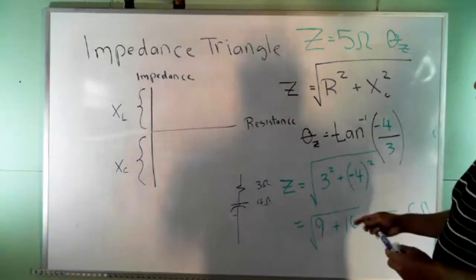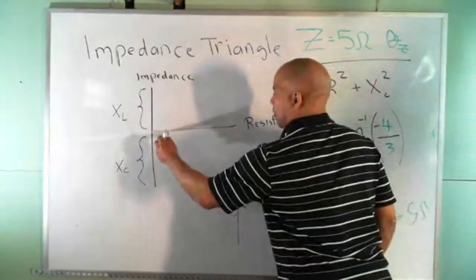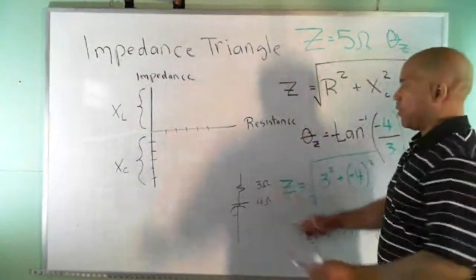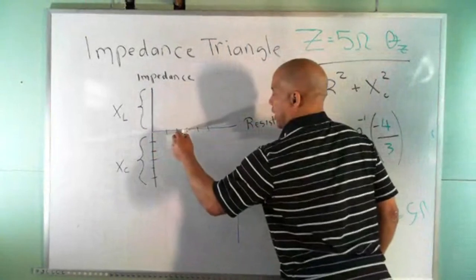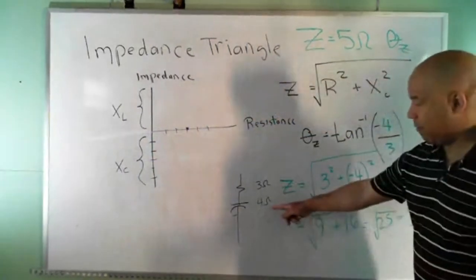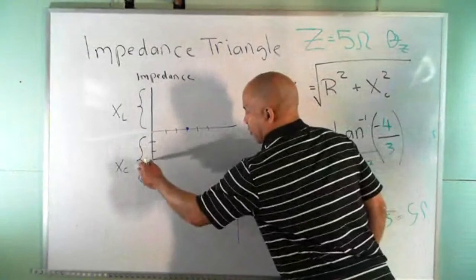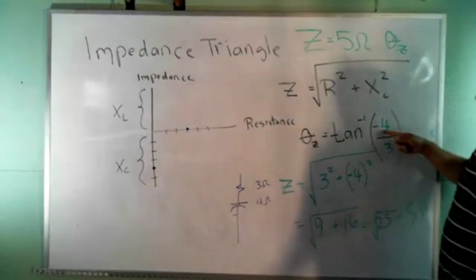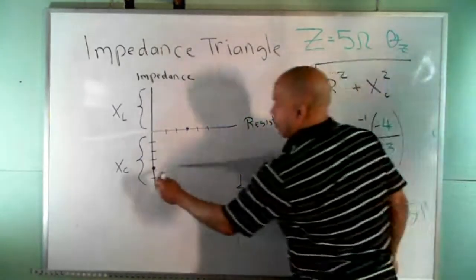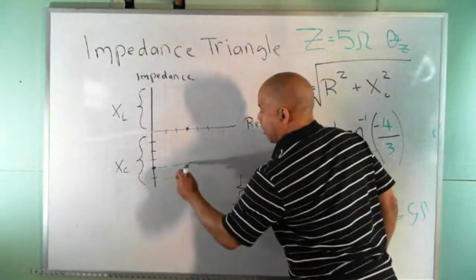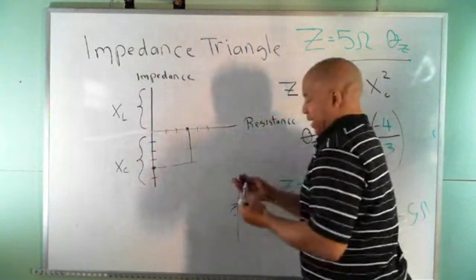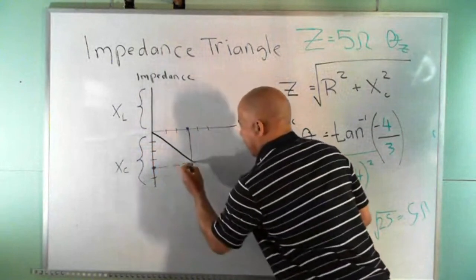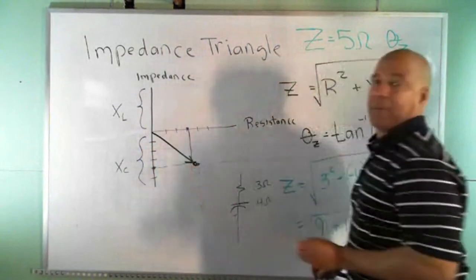So what I would do here is go over 3 units, 1, 2, 3, put a dot. I will go down 4 units, 1, 2, 3, 4, and put a dot. Now notice that's a negative number. That's why that's a negative number here. And then when I go over 3 and down 4, I get a number that's down here. So that number right there will represent my impedance.